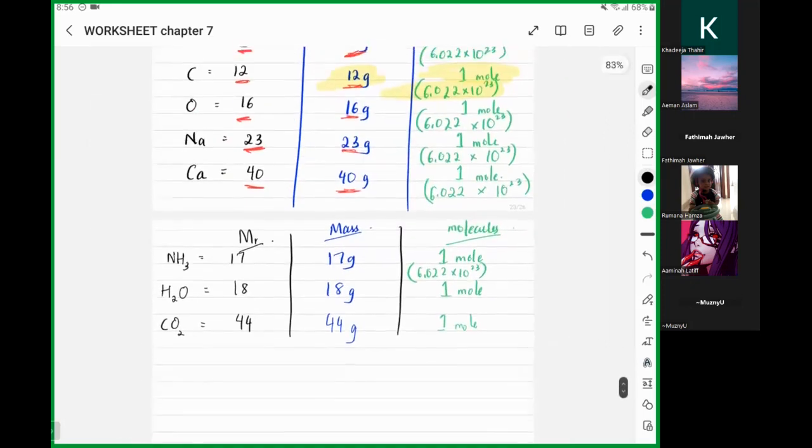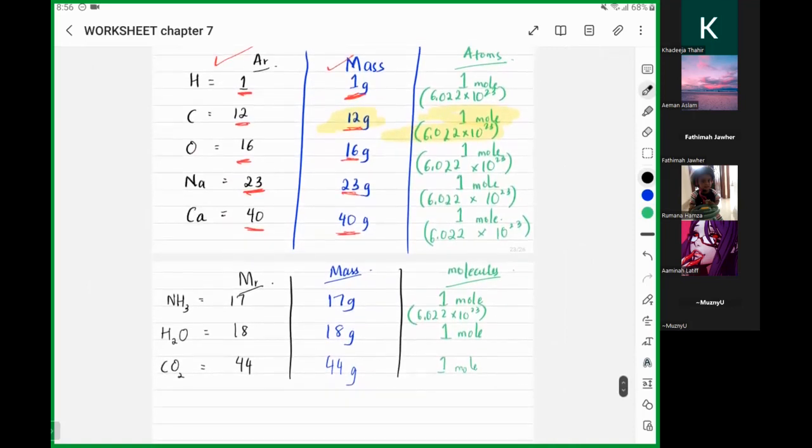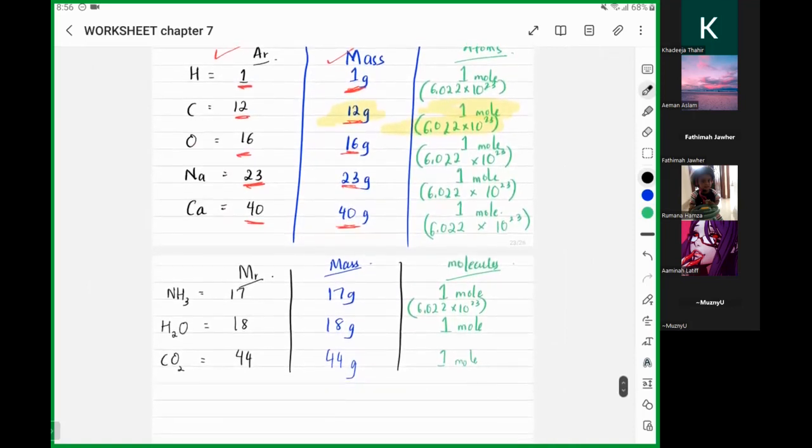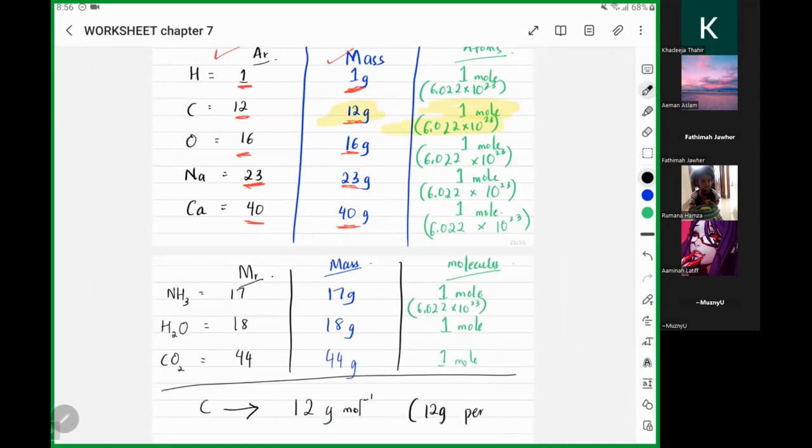In other words, look at these two tables. I can say for carbon, carbon is 12 grams per mole. Correct, no? That means one mole of carbon's mass is 12 grams. Can't I say this? Carbon is 12 grams per mole. I can say that, correct?